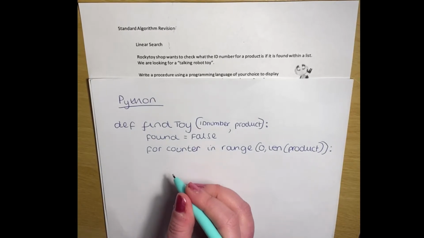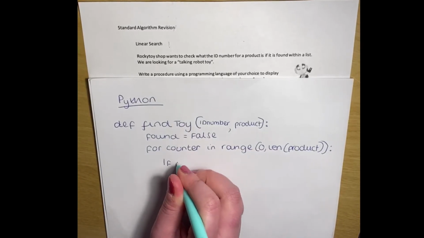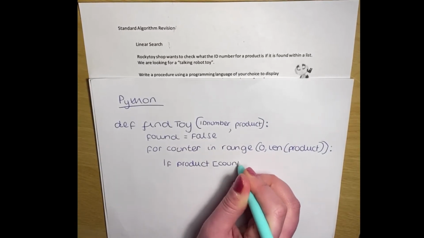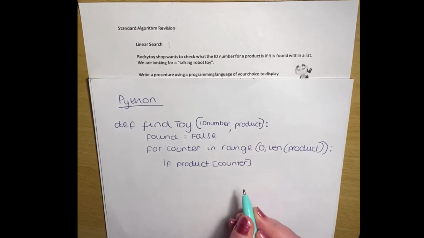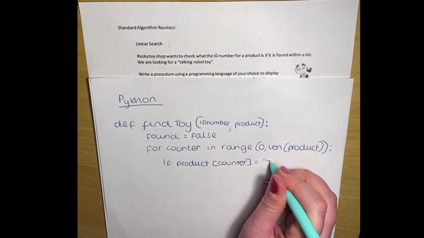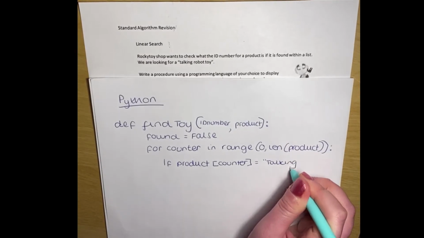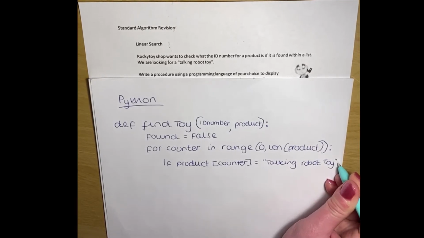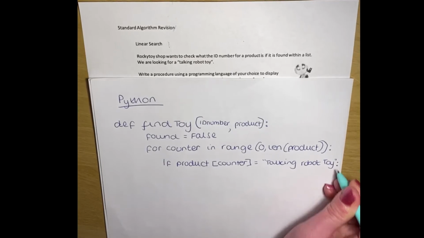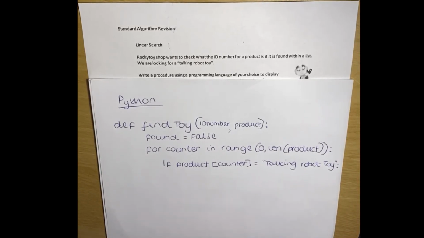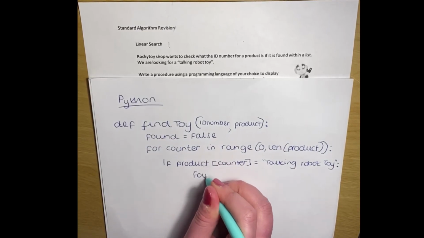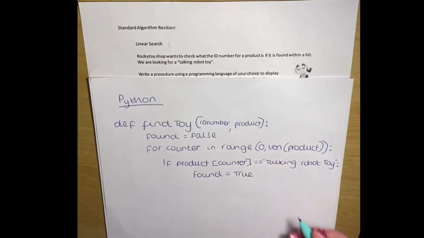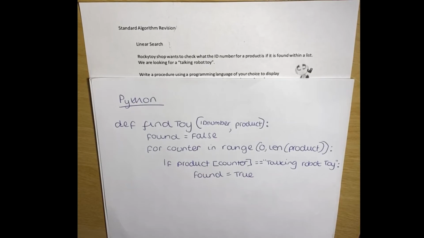We then want to do an if. So if product counter, because we're checking the item within the array this time, if product counter equals talking robot toy, and then we can put a wee colon, normal colon in at the end there. Then we want to do found equals true, because we've found the product that we are looking for. That should be equals, sorry, if we're going through the syntax of Python.